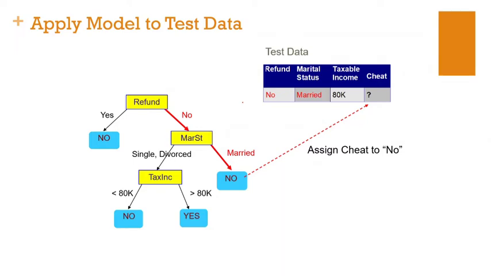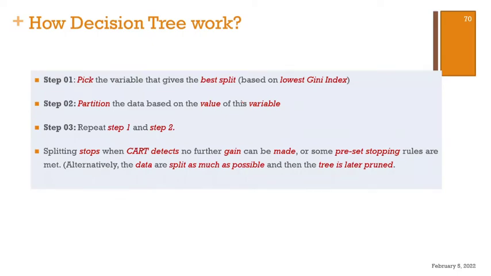Now, we also look into the procedure, which we are going to revise quickly. Step one is to pick the variable that gives the best split. We're going to use the lowest Gini index. So how do we calculate this lowest Gini index? We will see it today. Step two is to partition the data on the value of this variable. So you pick the variable that gives the best split so that you don't choose it at random. Then step three, repeat steps 1 and 2. So once you split, you select the variable that gives the best split based on the lowest Gini index.